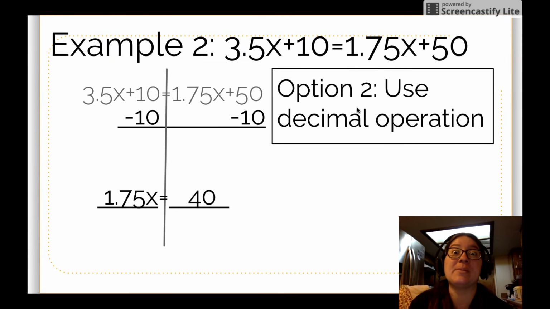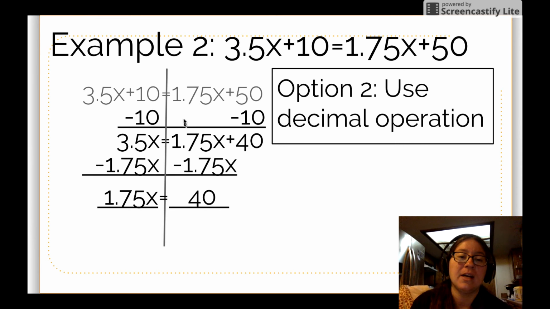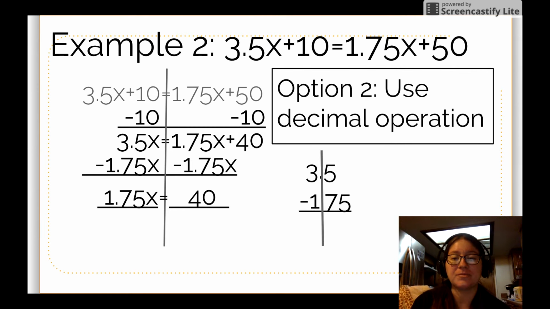Now, if you want to use decimal operations, still subtract. 10 minus 50 is 40. 10 minus 10 cancels out. Now here's where I use decimal operations. I'm subtracting 3.5 minus 1.75. And remember, when you subtract decimals, I drew a line because I've got to line up the decimals. And if there's a space, got to add a 0. 0 minus 5, got to borrow, and I'll get 175, or 1.75.